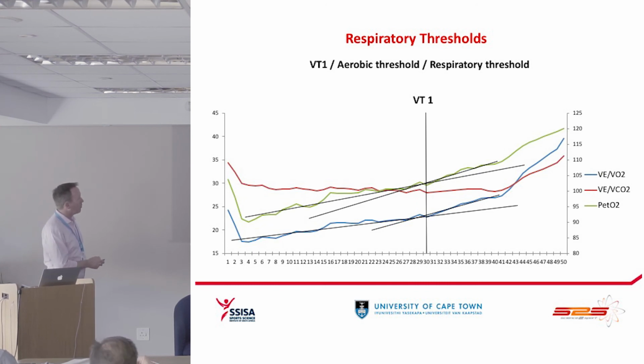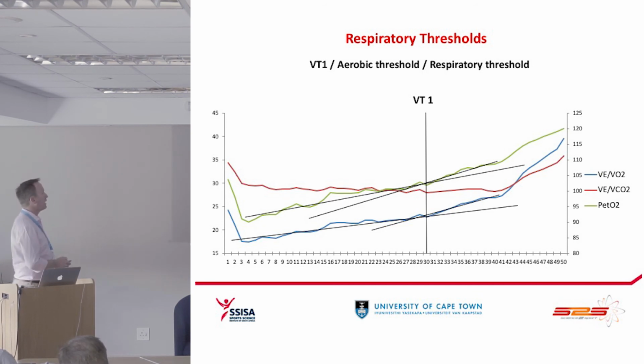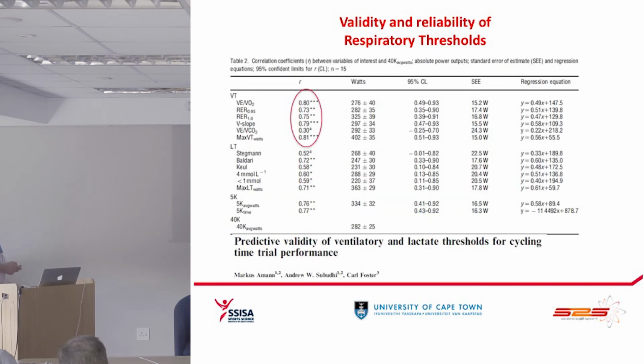And the ratio of air that you're breathing to your carbon dioxide production does not go up. And the partial pressure of oxygen at the end of each breath stays the same. Okay, that's called VT1. VT2 is when both go up, and the partial pressure of carbon dioxide at the end of each breath goes down. And I won't go into the details metabolically as to why that's the case, but that's how they're recognized, and they are fairly reliable according to the research.